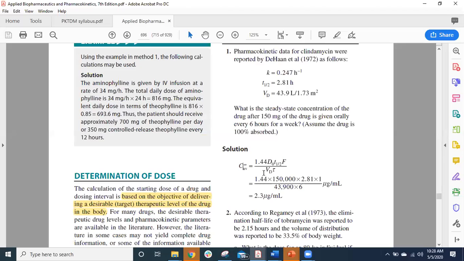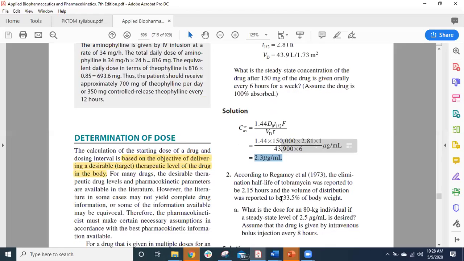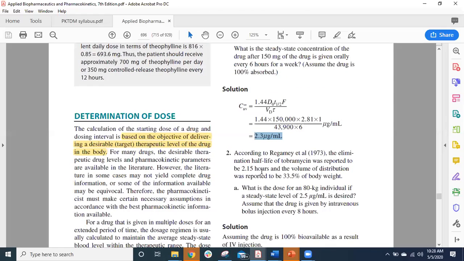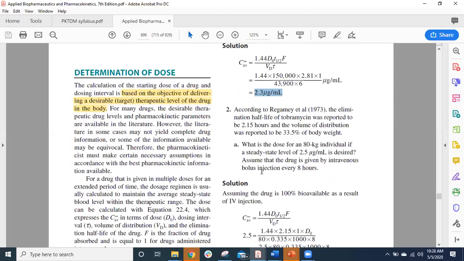Here you have been given the dose, but you have not been given the target concentration. You don't know the target steady state concentration. So once you put all these values, you get the target steady state concentration of 2.3 microgram per ml. So this is just an exercise to calculate C average here. Okay, that's the steady state concentration.